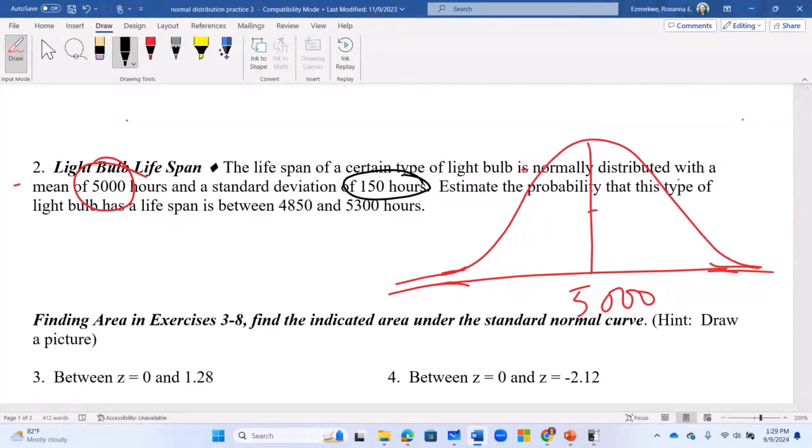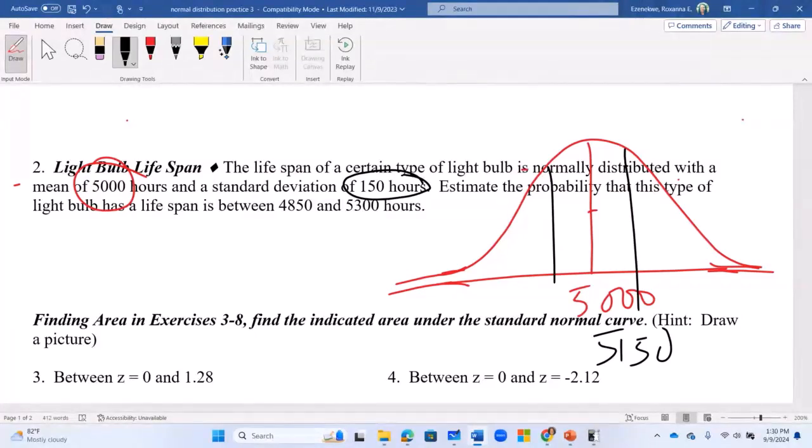One standard deviation above the mean is the mean plus 150. The mean is 5,000 hours and one standard deviation is 150. So 5,000 hours plus one standard deviation is 5,150. So one standard deviation above the mean is 5,150. All right. What is one standard deviation below the mean?